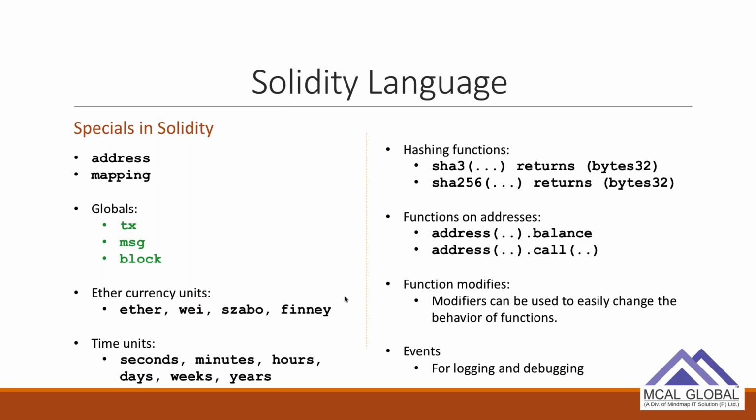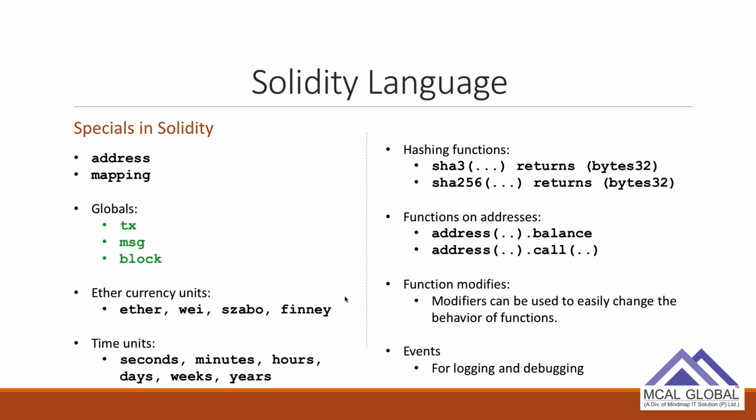This is an alphanumeric value which does not support any arithmetic operations on it. It's unique, and that's why we have a special type to handle it called address. Then we have mapping. Mapping is a key-value storage, just to create small dictionaries and use them for storing values with specific keys. Then we have globals. In the globals, we have TX. TX is for the transaction.